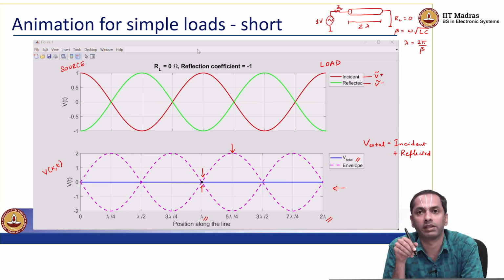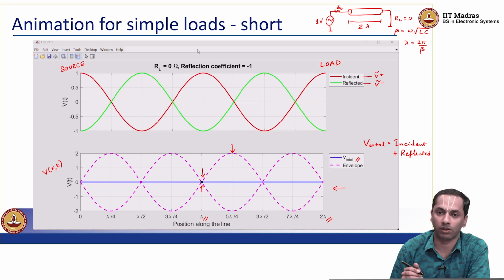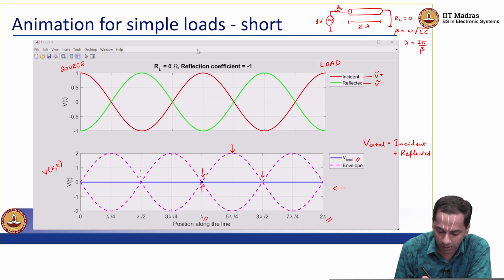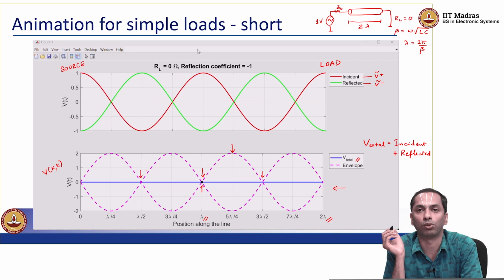In this particular case, for a shorted line, at the center of the transmission line, we find a node. So there is no movement, or the voltage is essentially 0 for all times at that particular location. And that's not the only point. We also notice that at 3 lambda by 2 and lambda by 2 there are nodes.